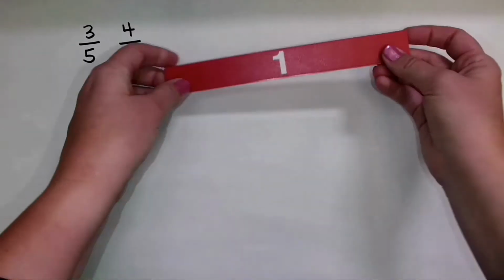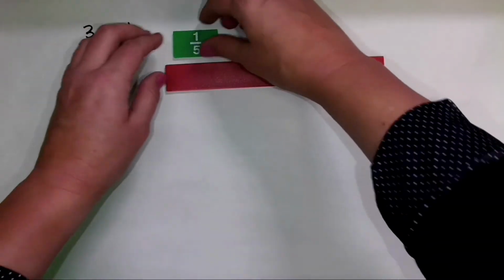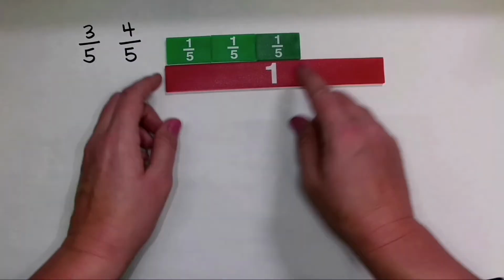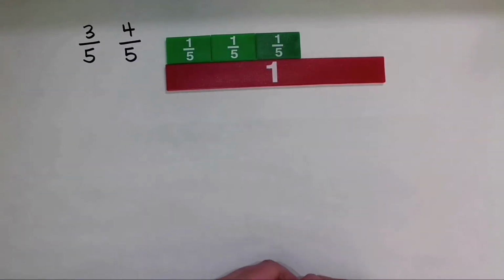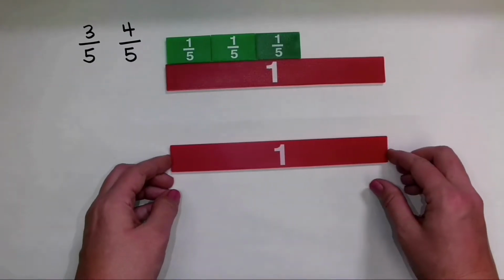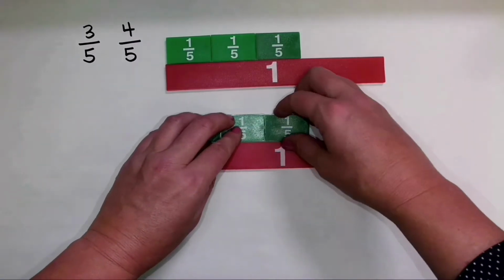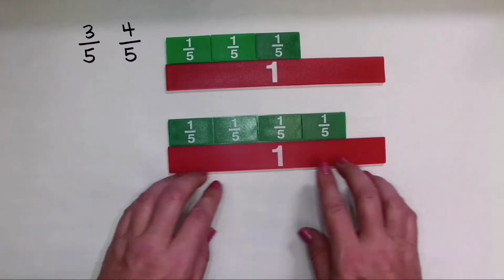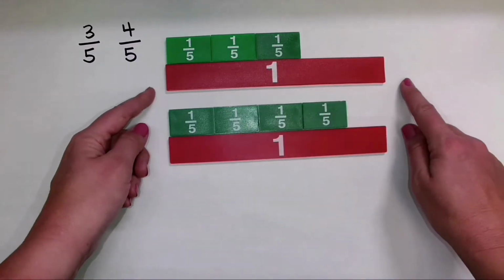Now with my length model, I could use my fraction tiles. So first I'm going to show the fraction 3/5, which means I have a whole, and I'm going to show that whole is divided into 5 equal parts, and I'm going to show 1, 2, 3 of those 5 equal parts. And I'm comparing that to 4/5, so I'm going to take another whole, and I'm going to show that that has 4 1/5 pieces.